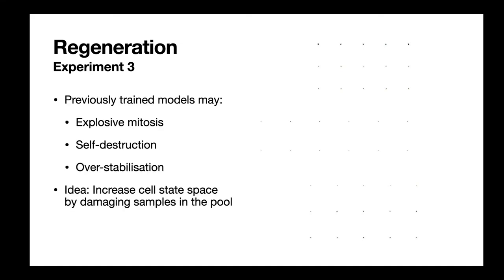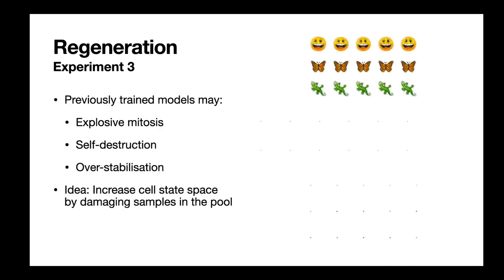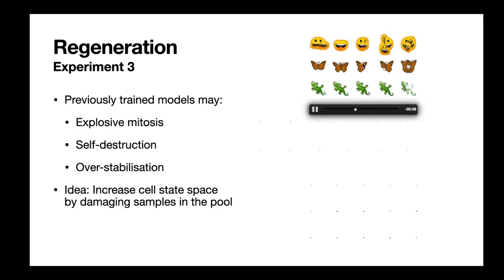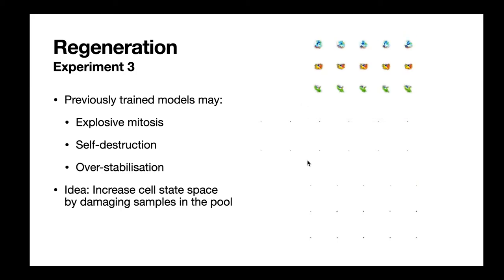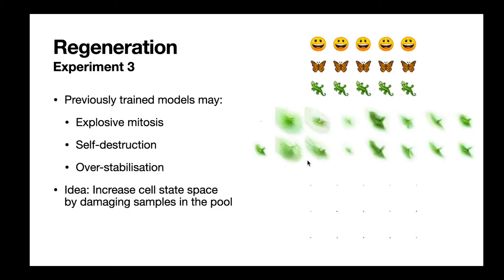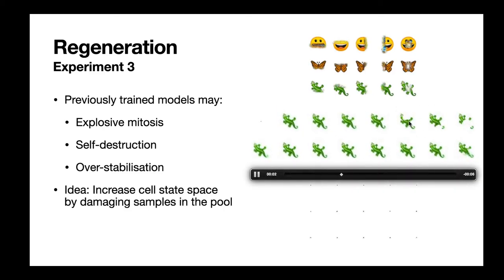The second aim is growing a full and stable target image from a damaged state. Previous models lead to uncontrolled growth, again, self-destruction, or are even unresponsive to damage, like this one here, for example. For the model to learn recovering from damage, the idea is increasing the space of cell states by damaging a few samples from the pool.